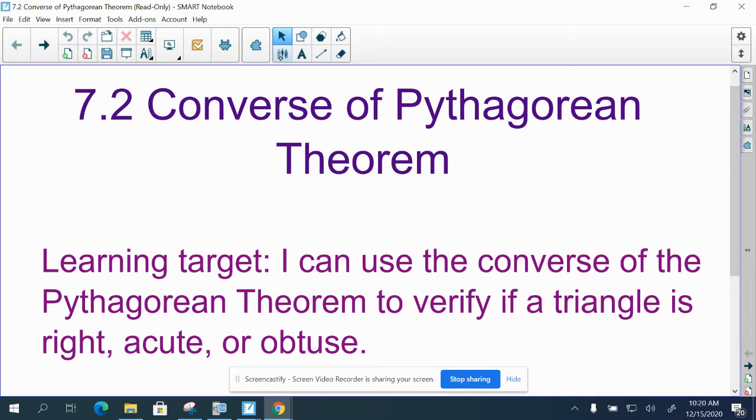Everyone, this is lesson 7.2 on the converse of the Pythagorean theorem. In this lesson, you're going to learn how to use the converse of the Pythagorean theorem to verify if the triangle is right, acute, or obtuse.